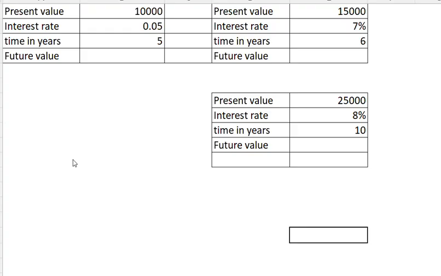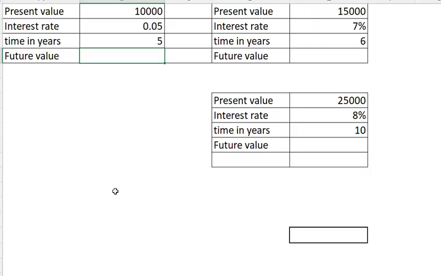So we will be solving this in two different methods. First, we will solve as per the manual calculations, which we do in our classrooms. After that, I will explain how to calculate the future value using the default formula which is available in Excel for the future value. Okay, so let us start.